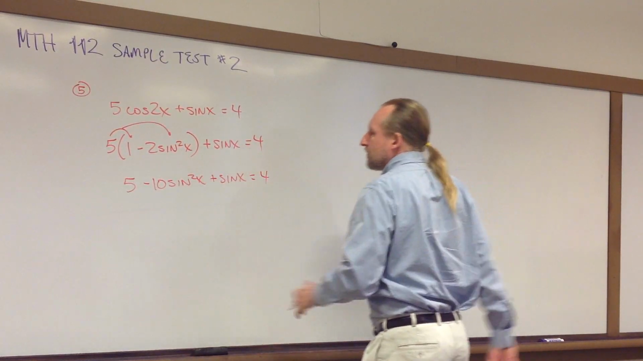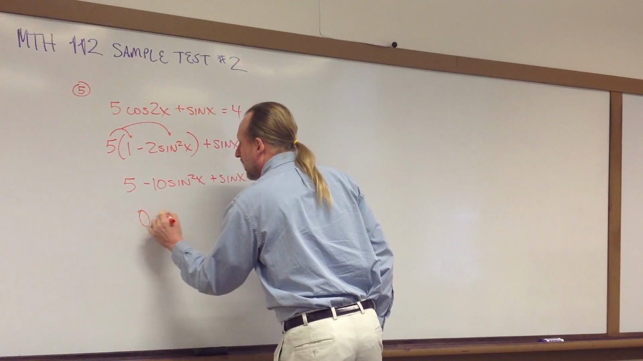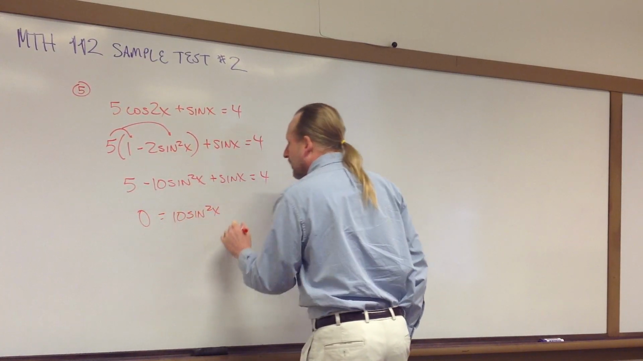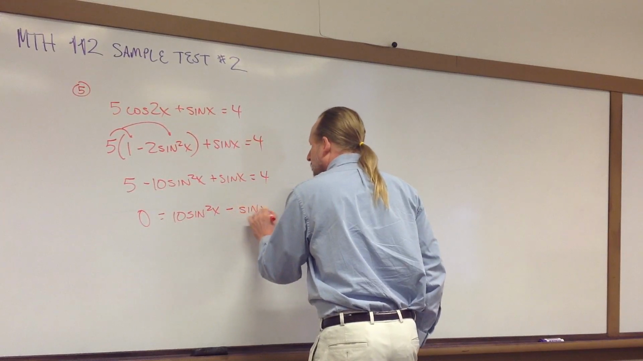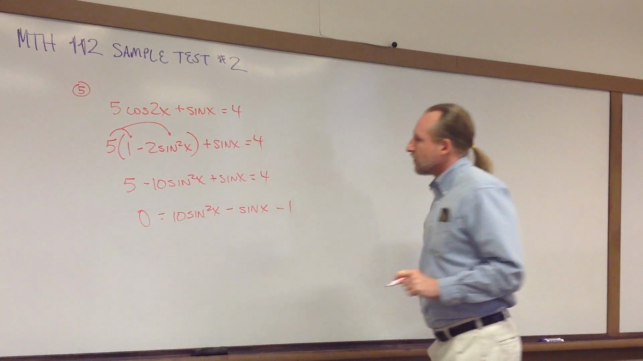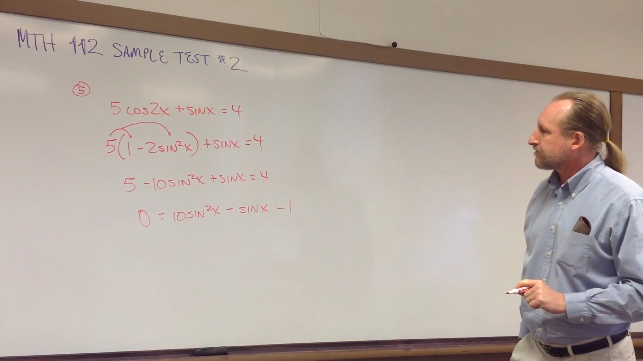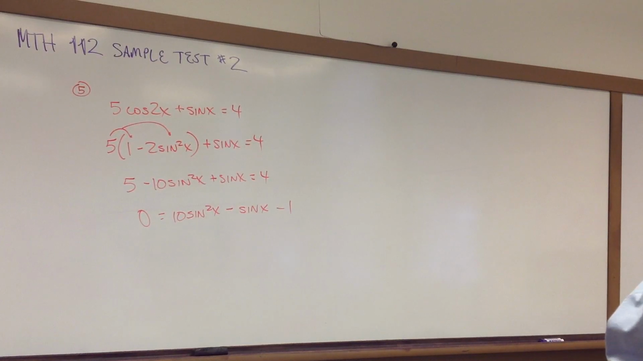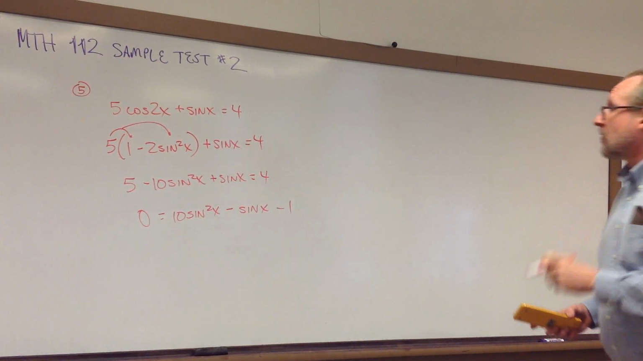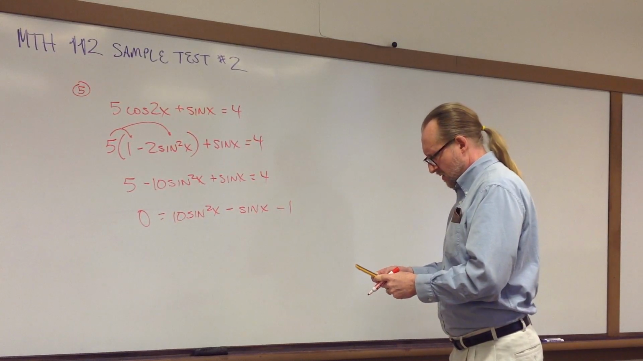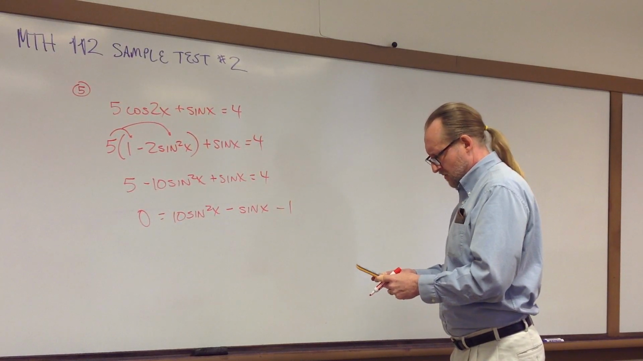I'll move everything over to the right-hand side. So we'll get positive 10 sine squared x minus the sine of x. And if we subtract the 5 over there, we should get minus 1. Okay, so let's run this through the quadratic formula. Let's see here. There we go.